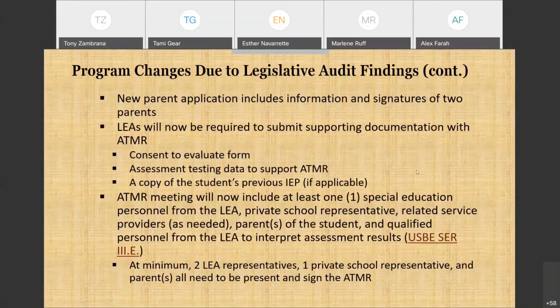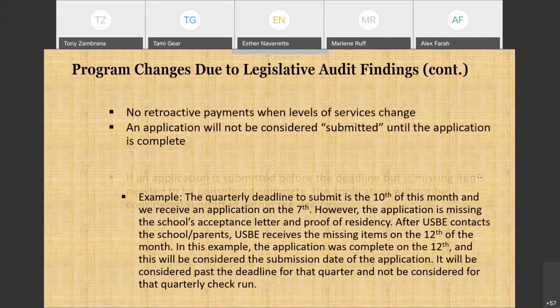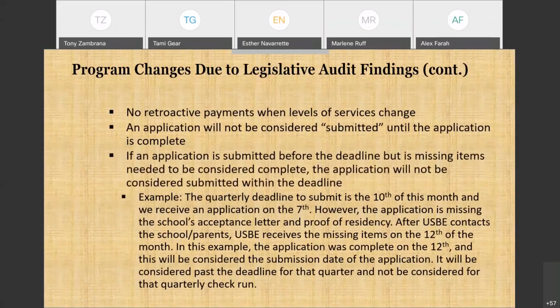Let's keep going. Some other additional changes. Some of these are brand new and others are within the last year or two. No retroactive payments will be provided when levels of services change. I believe that one we've had for a little bit now. So obviously if somebody in the middle of the quarter goes from a level 2 to a level 1 or a level 1 to level 2, then we're not going to be doing mid-quarter payment changes. Next, the application will not be considered submitted until the application is complete.